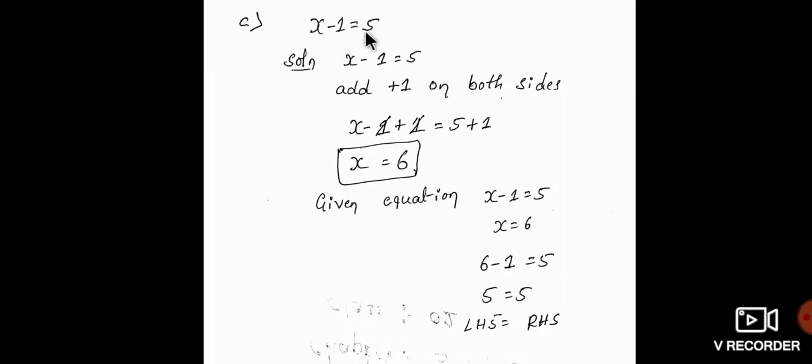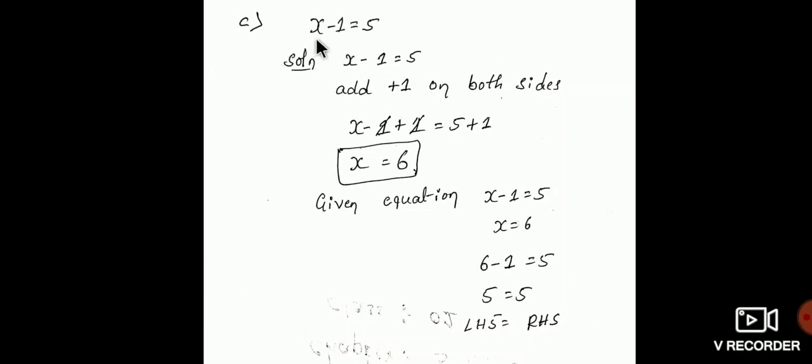Next, x minus 1 is equal to 5. So we have to remove this minus 1. To remove the minus 1, we have to add plus 1, because we have to separate the variable. So add plus 1 on both sides. That is x minus 1 plus 1 is equal to 5 plus 1. So minus 1 plus 1 gets cancelled. x is equal to 5 plus 1, 6. So we get the value of x.